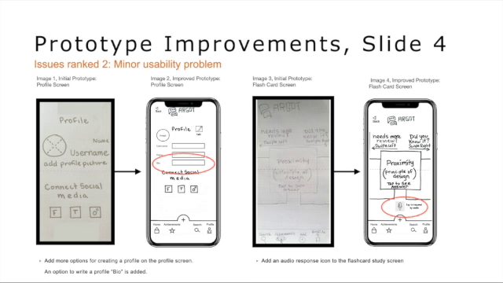Image 3 shows the initial prototype for the flashcard study screen. During the usability testing, a participant suggested an audio response feature be added. An audio response feature would help the user to correctly pronounce the studied word. In image 4, we can see that this feature was added to the screen, improving the app overall.